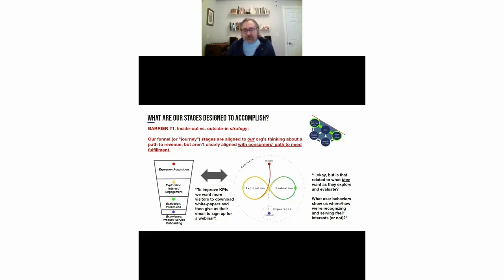But without this knowledge of the upper right portion of this cycle, is it related to what consumers need as they explore and evaluate? And this is where we need to say we need to track behavior as well to know where and how we're recognizing consumers' interests or where we're not recognizing and serving consumers' interests.